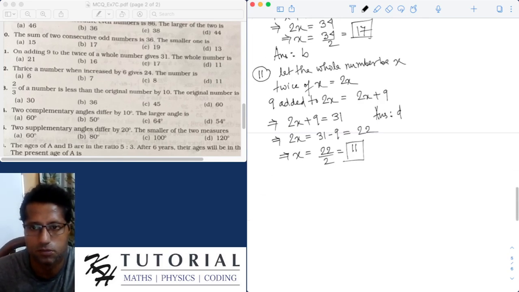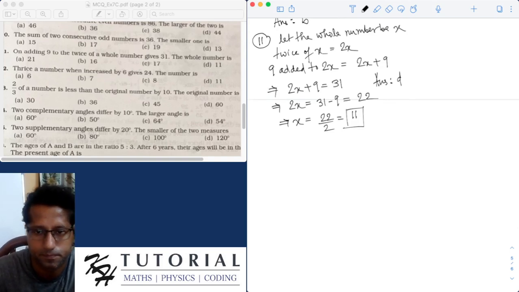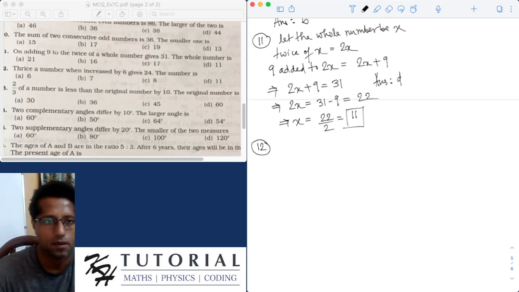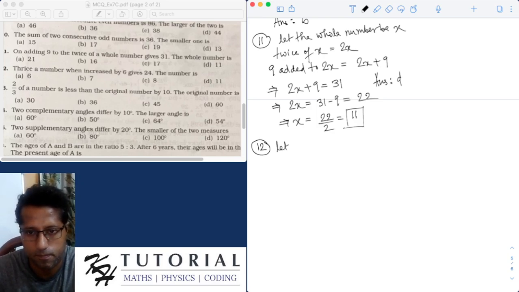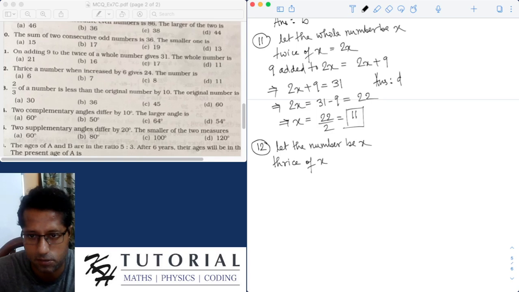Okay, let's do question number 12. Question number 12 says, thrice a number when increased by 6 gives 24. Okay, so let the number be x. Now thrice the number, which we have already considered as x, thrice of x is nothing but 3 times x, that is 3x.